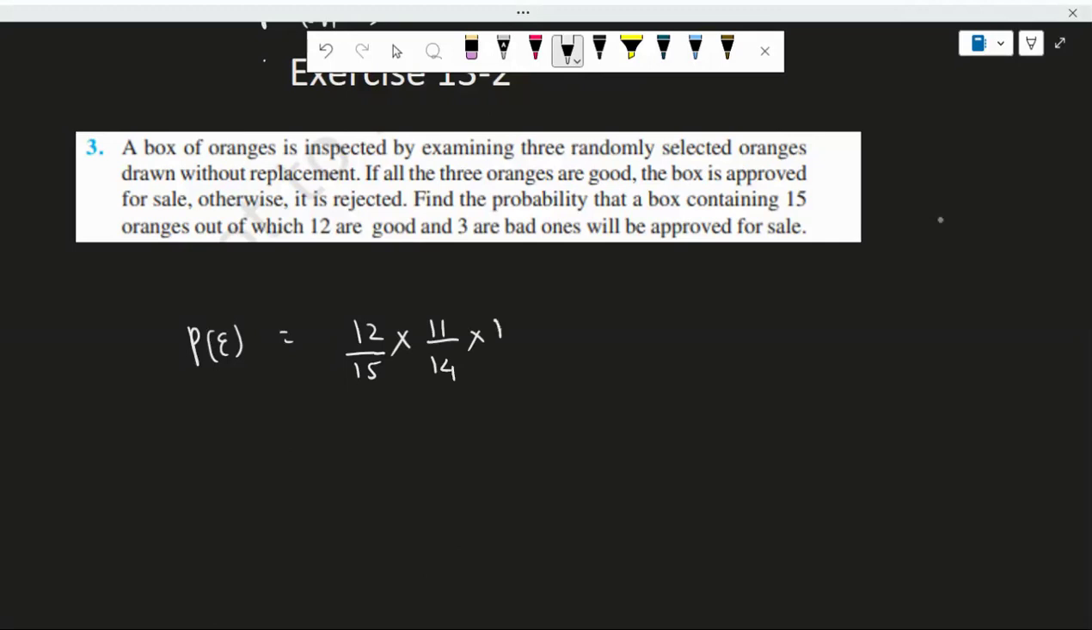And again, 10 over 13. This should be the answer. 4 over 5, 5 two times, 7. So 11 into 4 is 44 over 91. This will be the answer.